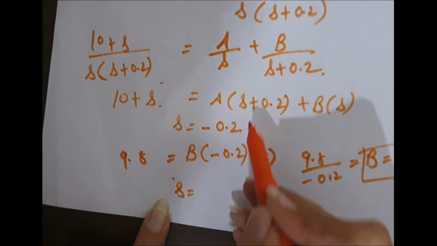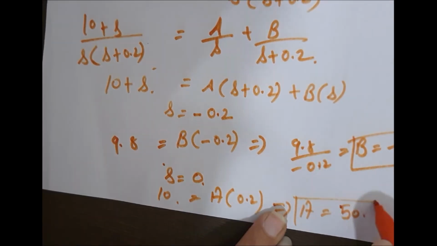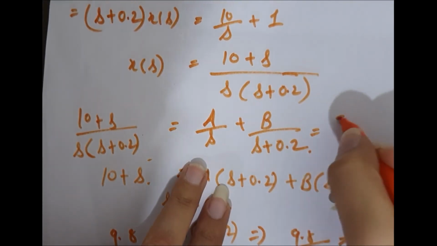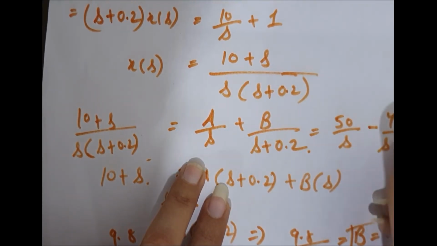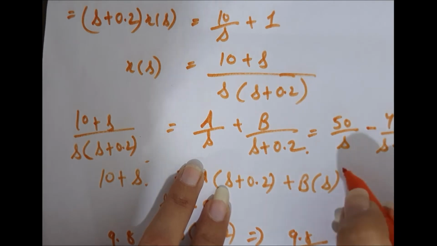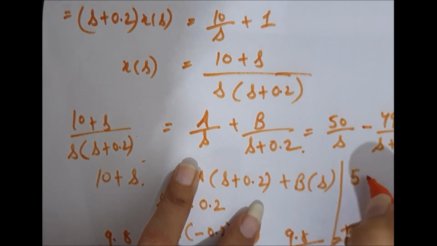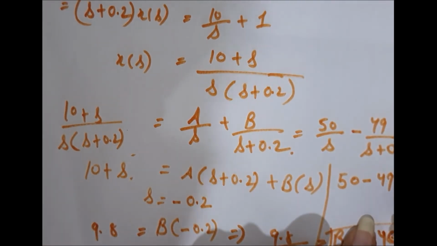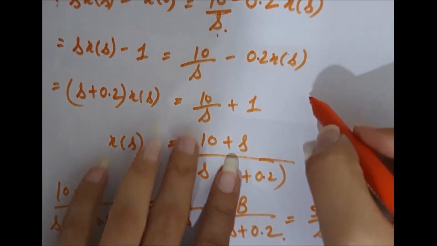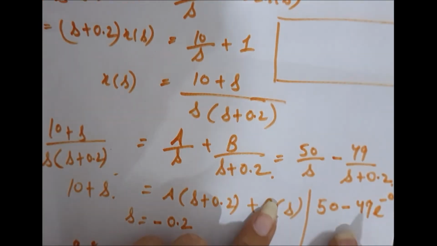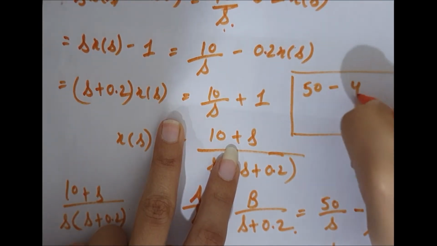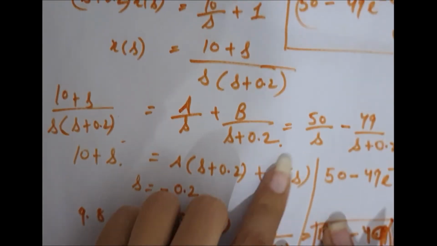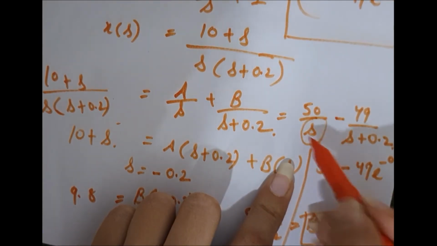For finding the value of A, put s equal to 0. A will come out to be 50. Just put the A and B values here. The answer will come out to be 50 minus 49 exponential minus 0.2t. I'll write it here because I don't have space here: 50 minus 49 exponential minus 0.2t u(t). This u(t) is because of 1 by s.